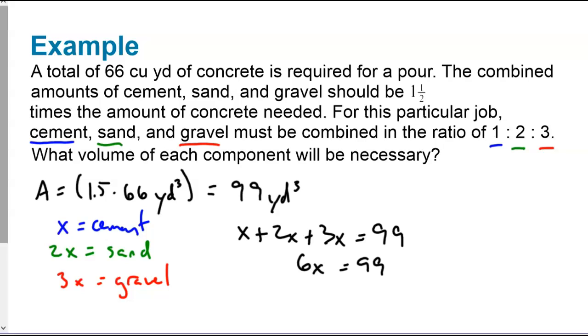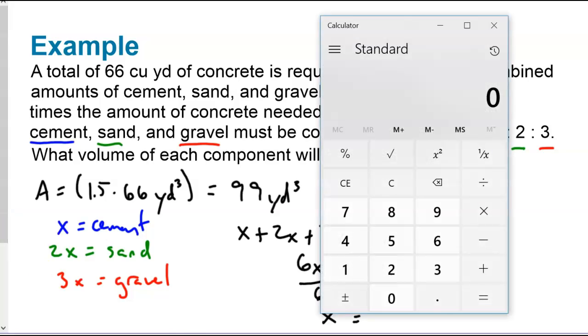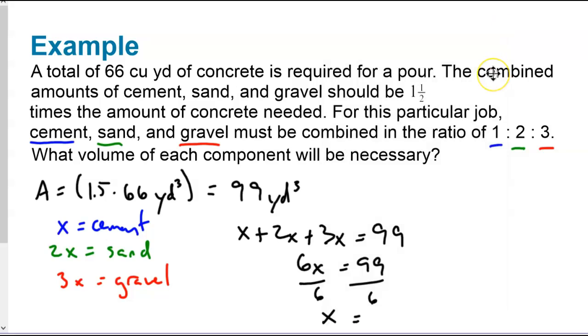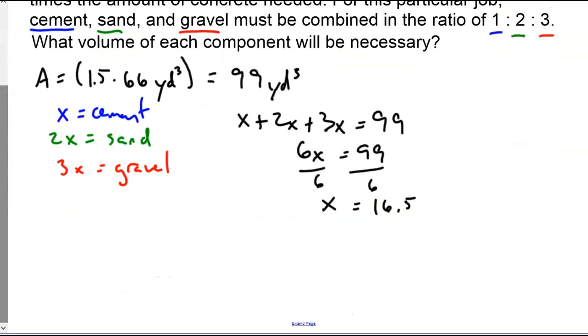And we can go ahead then and calculate what X is going to be by dividing 6 off of that and isolating our variable. And so let's go ahead and get the calculator. 99 divided by 6 is 16 and a half. So x equals 16 and a half cubic yards, which is going to be part of the answer to the problem.